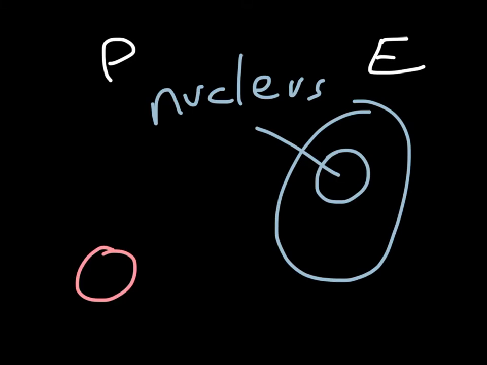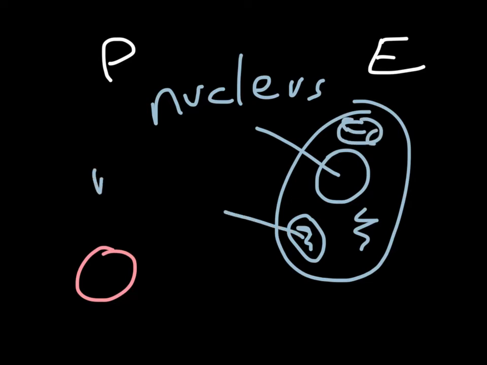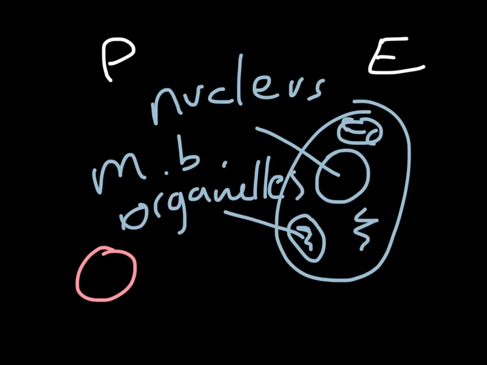And a prokaryote also does not have membrane-bound organelles. That would be like the mitochondria and the chloroplasts. I would call these membrane-bound organelles. So for prokaryotes, I would put no. And for eukaryotes, what would you put? Yes.